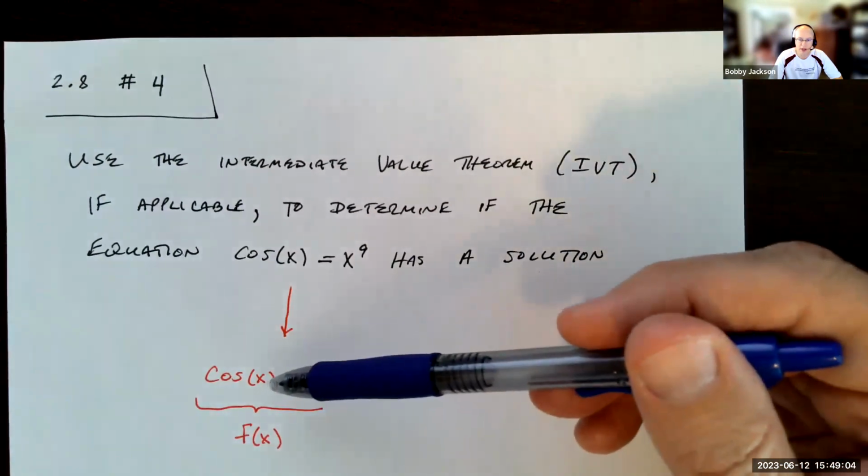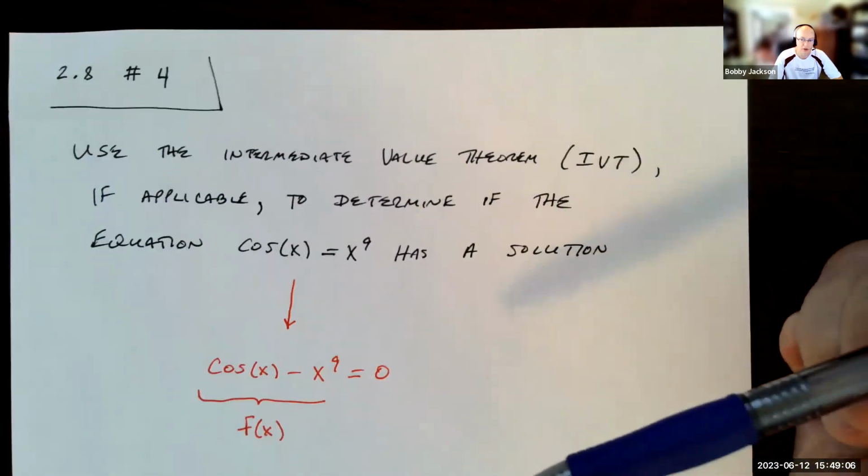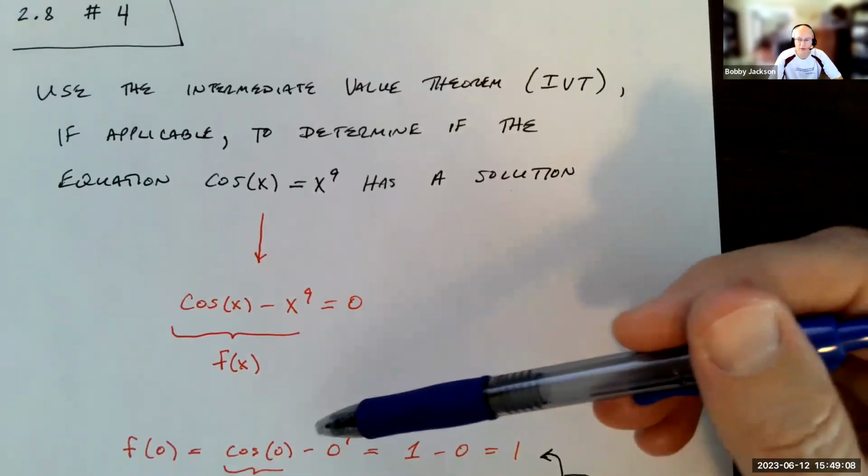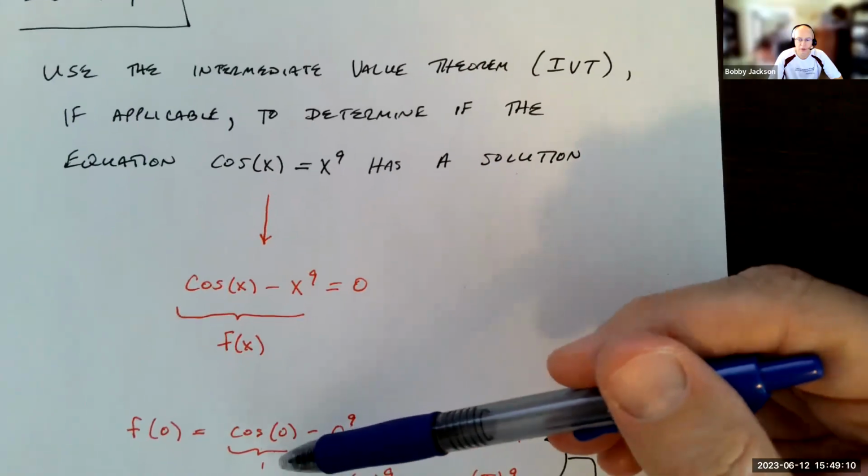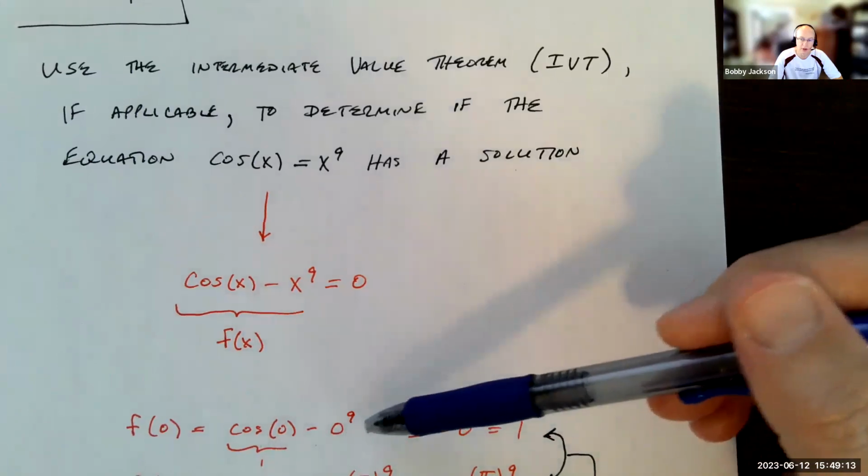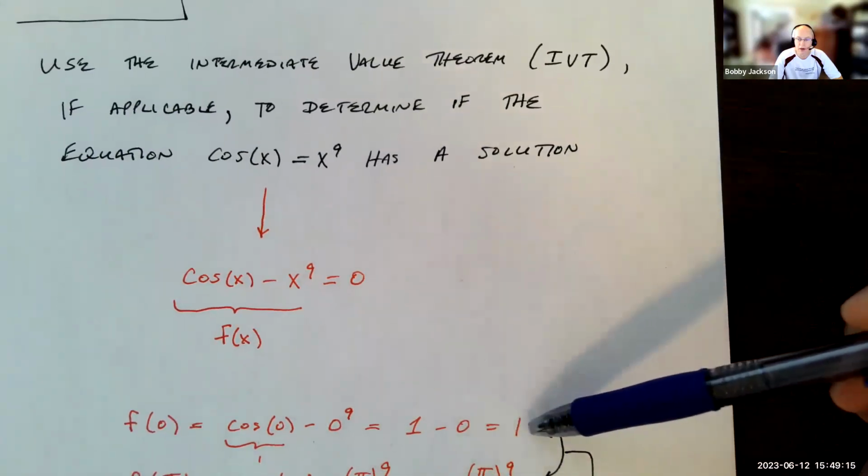And I think of cosine, first of all, I'll try 0. If I plug in 0 into the function, cosine of 0 is equal to 1. Of course, 0 to the ninth power is just 0. So I get 1 there.